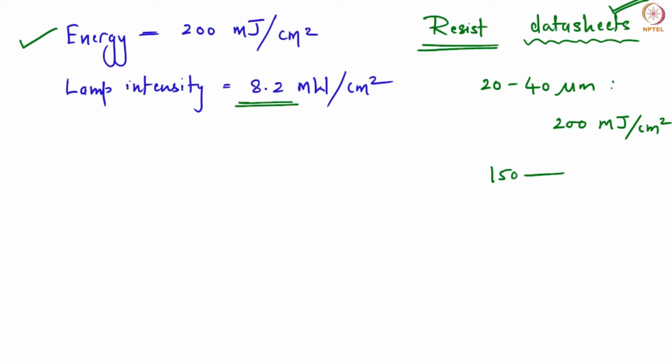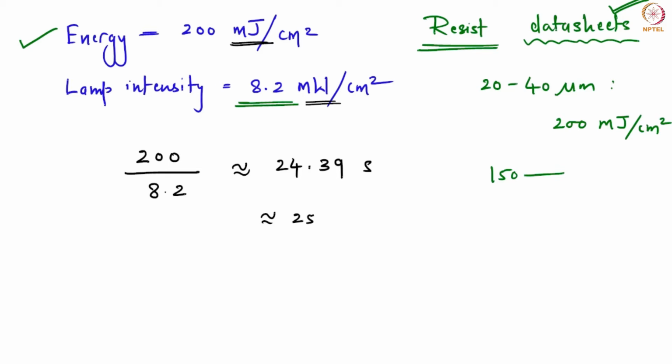Okay, so if these are the two values and you need to calculate what is the exposure time, well, since everything is given nicely in the same type of units, in centimeters square and also millijoule, milliwatt, all you need to do is you just need to divide your energy by the intensity of your lamp. That's all. So basically this comes out to be something like 24.39 seconds. So since you cannot expose for 24.39, you will expose it for 25 seconds.